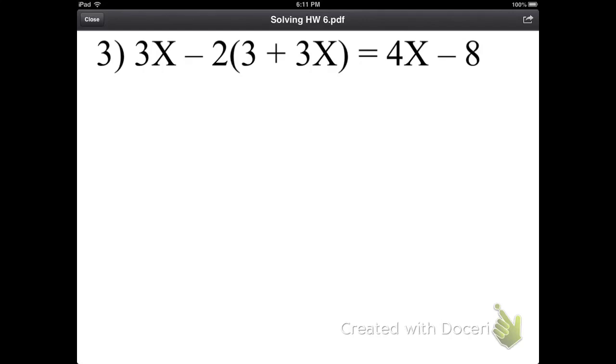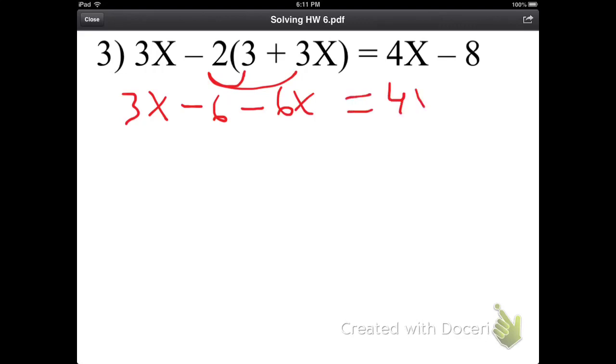Number 3, another solving one, but it's an equation, and it does have a distribute again. You notice distribute's kind of a theme for this homework. Okay, I'm going to distribute that negative 2 through. Negative 2 times 3 is negative 6. Negative 2 times 3x is negative 6x.